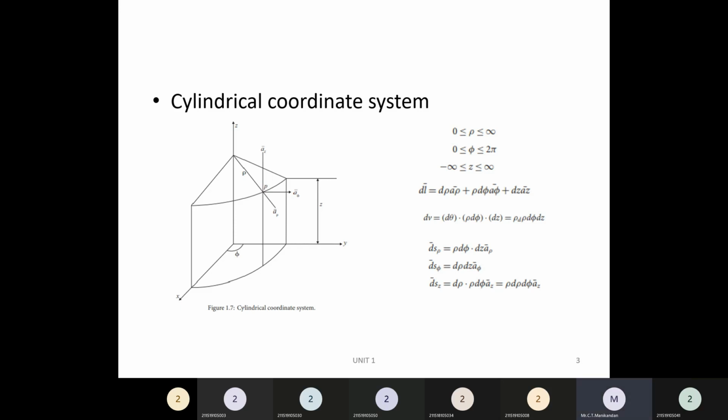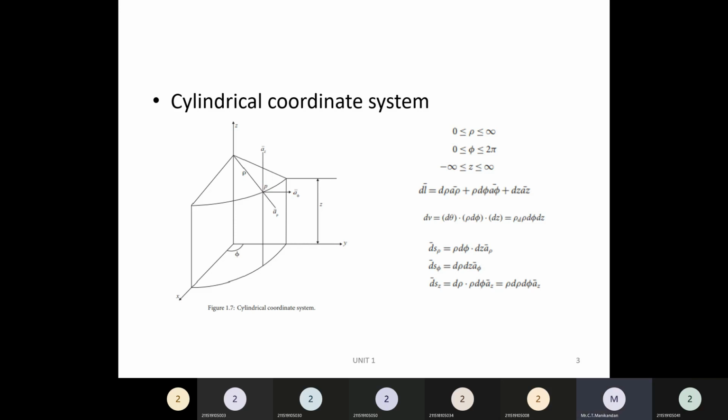Here once again, if the position is varied from one point of the cylinder to another point, you will get dl, dv and ds: differential length, differential volume, differential surface. Most students think that just as for the Cartesian system it is dx ax plus dy ay plus dz az, similarly for the cylindrical system it will be d rho a rho plus d phi a phi plus dz az. It is not so.